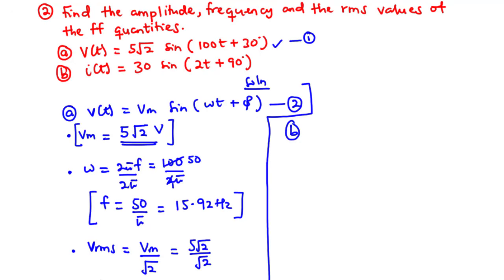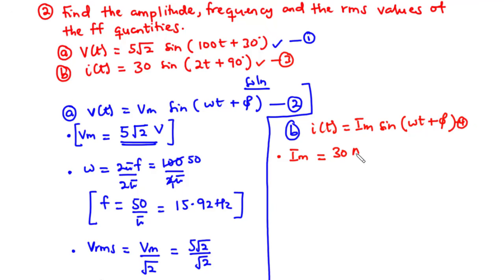So for B, let's compare this equation, let's call this equation 3, to I of t equals Im sine omega t plus phi. Now we are going to find the amplitude, the frequency, and the RMS value. So we have Im, which is the amplitude, to be equal to 30, comparing the two equations. So that is 30 amperes.